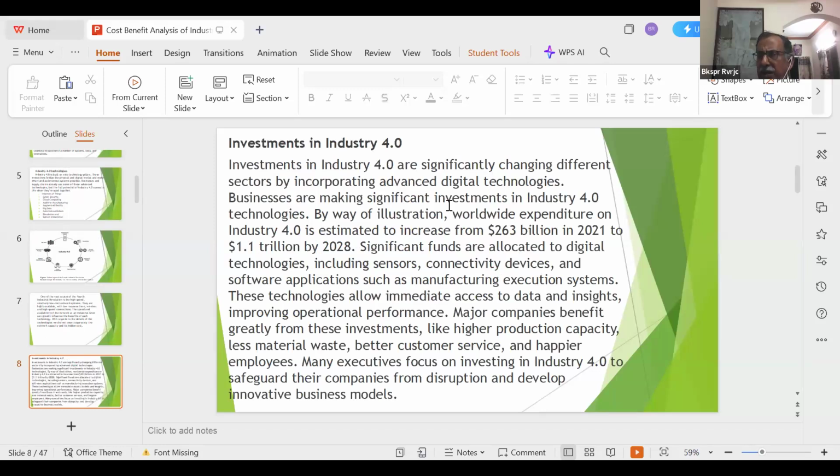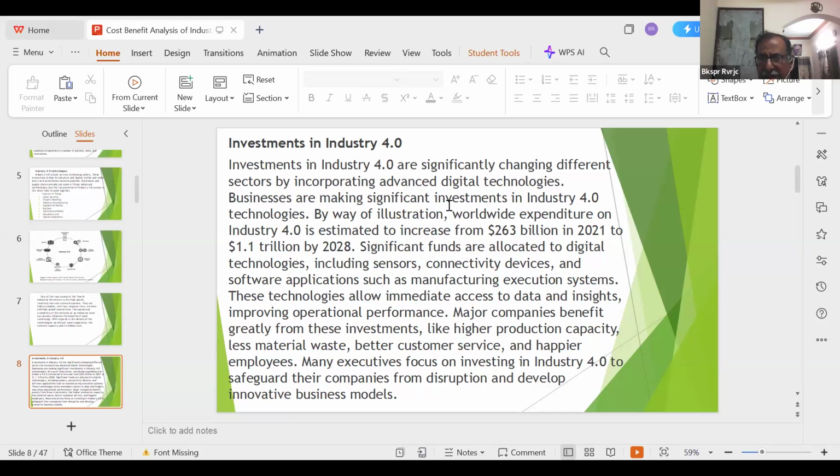The investments in Industry 4.0 are significantly changing the different sectors by incorporating advanced digital technologies. Businesses are making significant investments in Industry 4.0 technologies. By way of illustration, worldwide expenditure on Industry 4.0 is estimated to increase from $263 billion in 2020-21 to $1.1 trillion US by 2028.